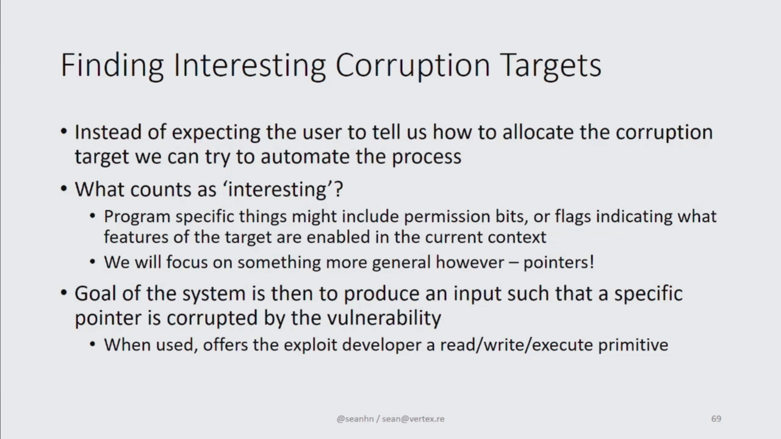The second step, which we could optionally automate, we don't have to, is finding interesting corruption targets. Sometimes the exploit developer themselves will already know this is the thing I want to corrupt, and therefore they know how to allocate it. But for the sake of adding a little more automation, we can also try to figure out what are interesting things to corrupt on the heap and how do we allocate them. There are program-specific things, like permission bits and that sort of thing, but in our case we're going to focus on pointers.